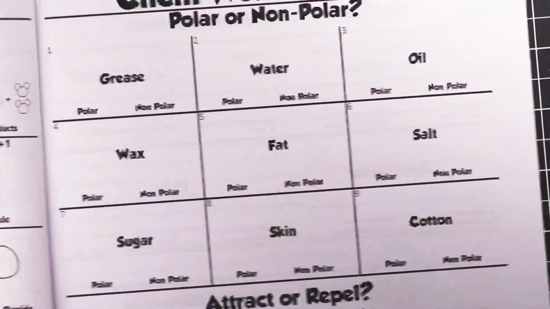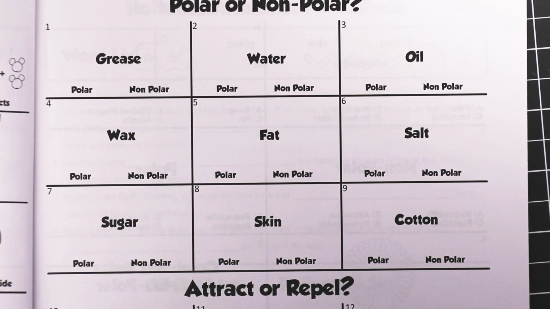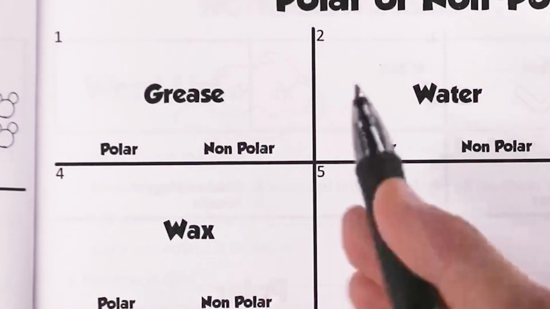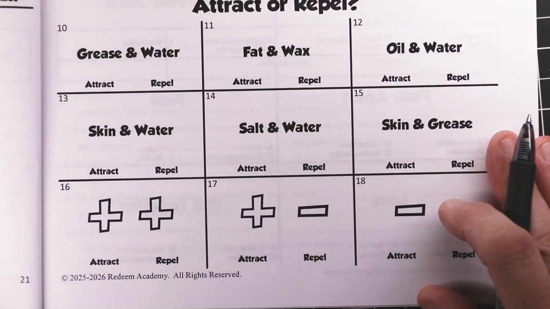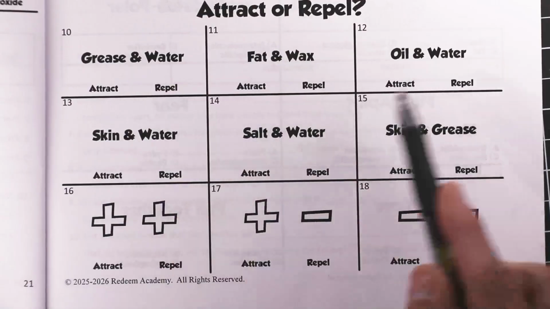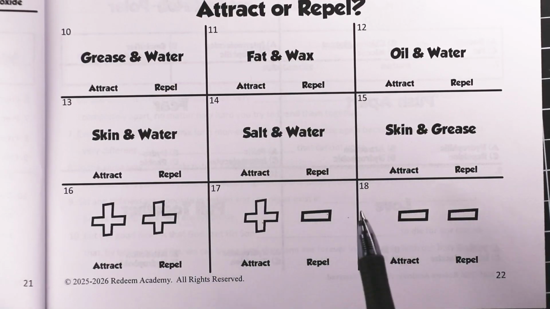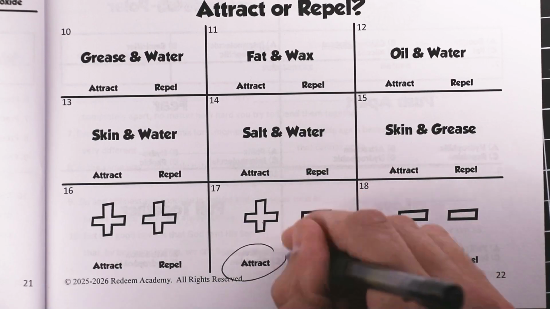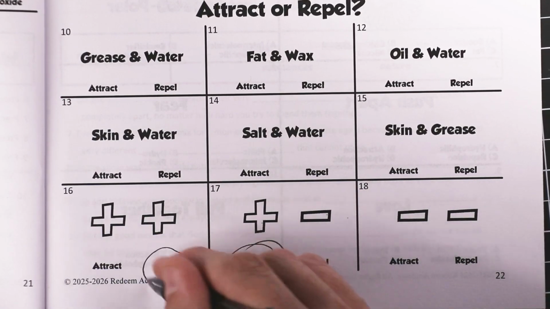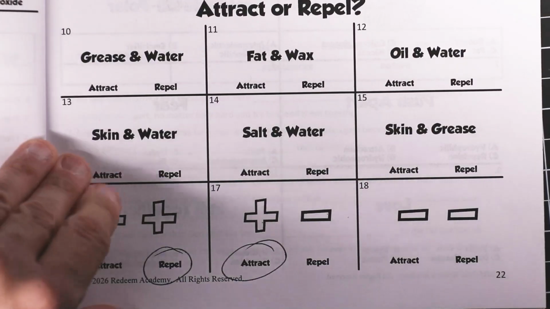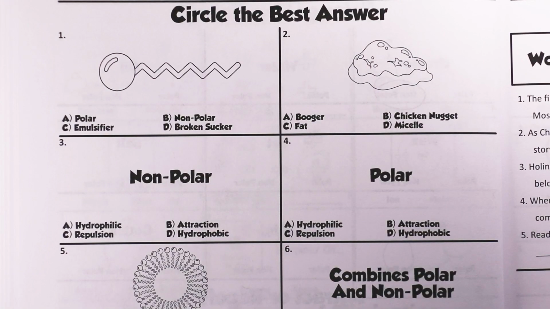All right, 6.2. Polar or nonpolar. This is fun. You just do this for every single one. So is grease polar or nonpolar? It's nonpolar. Okay, and you just keep going. And then we come down here, attract or repel. And one of these is kind of unusual for you. Positive and negative. Do they love each other? Do they hate each other? They love each other. Okay, which means do positive and positive like each other? No. Positives don't want to be with other positives. Interesting.